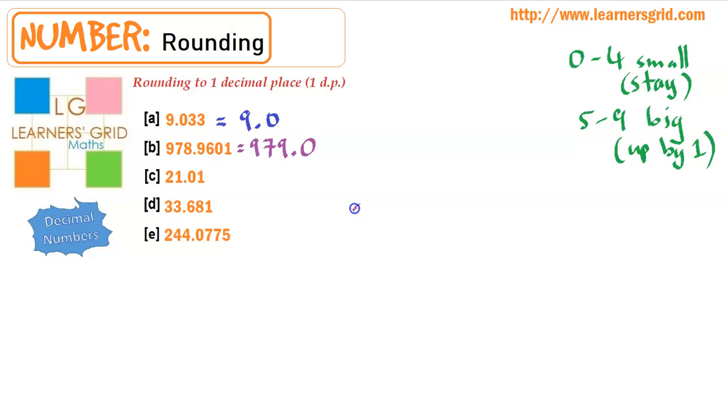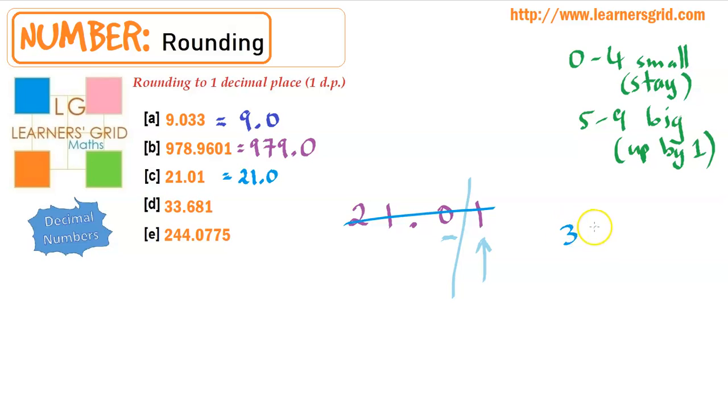So what do we got? We got 21.01. Okay, let's isolate the first decimal place, which is here. Cool, so the cutoff is here. This is our indicator digit. Our indicator digit is 1, so it's small, which means this 0 stays a 0. So 21.01 rounded to one decimal place is 21.0. That's it.